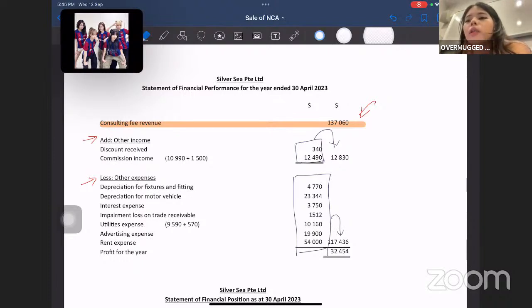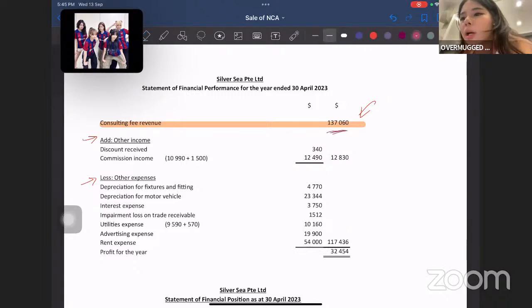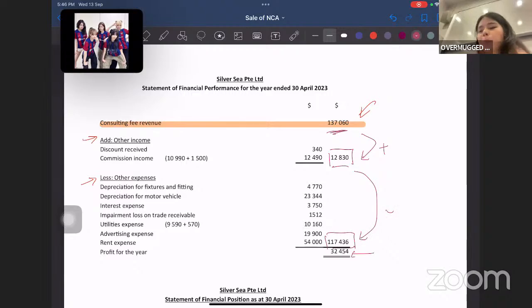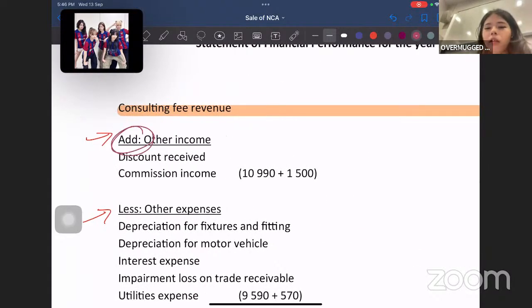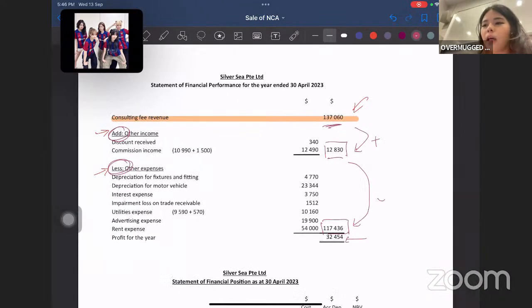So later when I'm calculating, it will be very straightforward and easy. Because I can just take this amount, I plus this, and then I minus this, and I get my profit. Very straightforward. Okay, so plus this, minus this. Then as for people who ask me why plus, why minus, okay, open your eyes and see, because here says add, here says less. Okay, add you plus, less you minus. And it's very straightforward.